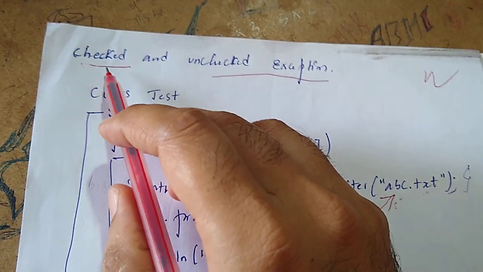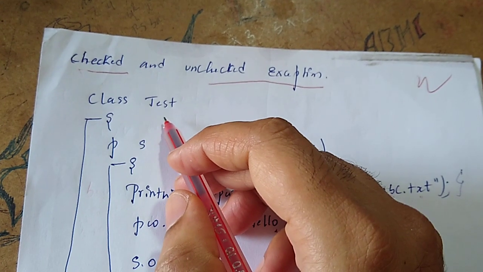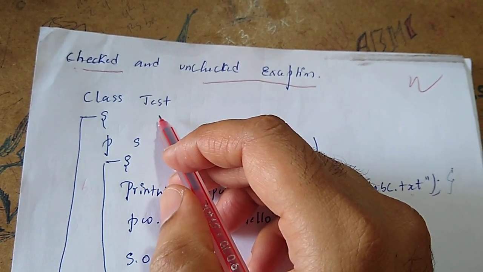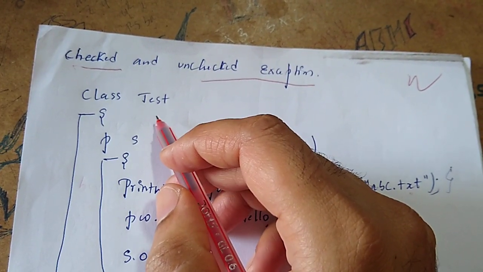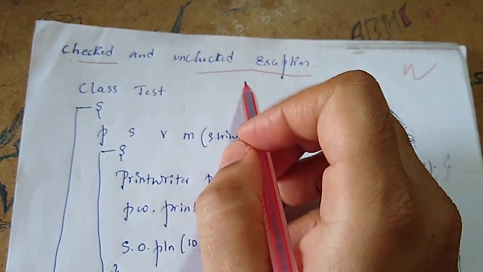So hi everyone, in this video I'm going to explain about checked and unchecked exceptions. In one of the earlier videos there were two tables: one table listed checked exceptions and one more table listed unchecked exceptions. Now we'll see the difference between checked and unchecked exceptions.